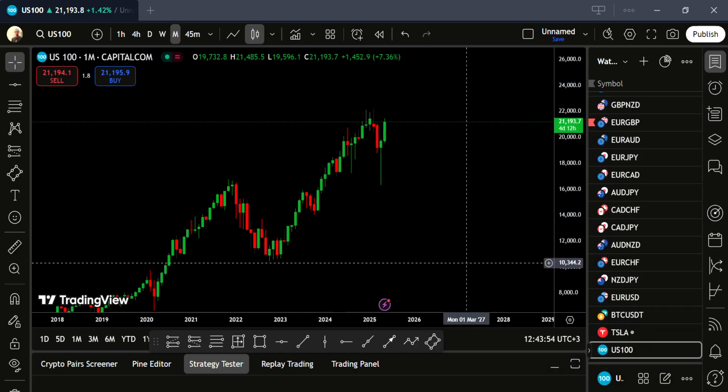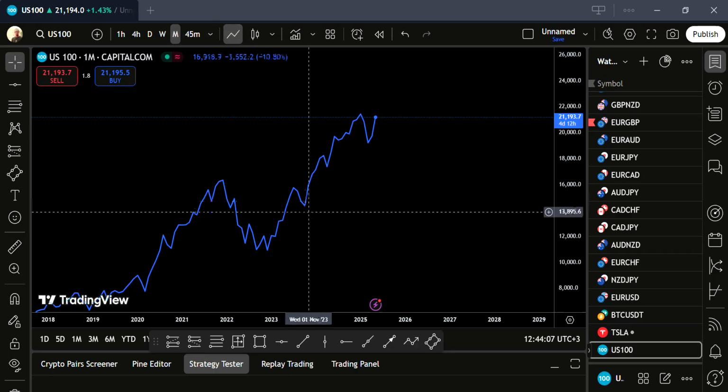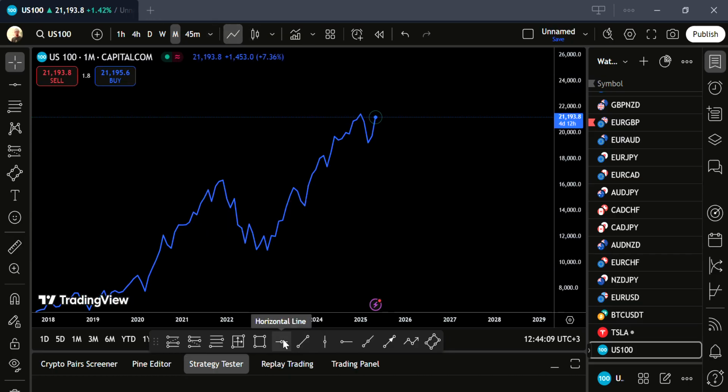Indices. So this is the monthly time frame. What do you do? Same things, just repeat the same thing over and over again. Go to the monthly time frame and go to the line chart. First thing, line chart. So what next? Draw those areas that pop out.